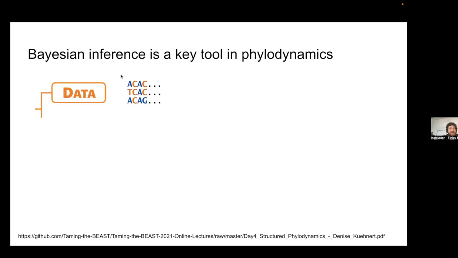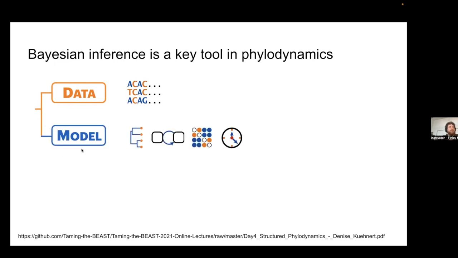So in a Bayesian inference, we have our data. That could be our As, Ts, Gs, and Cs, you know, our alignments. It could also be some metadata, you know, who the host was. Was it a human? Was it a deer? Was it a bird? It could be location. It could be all those kinds of bits of data.